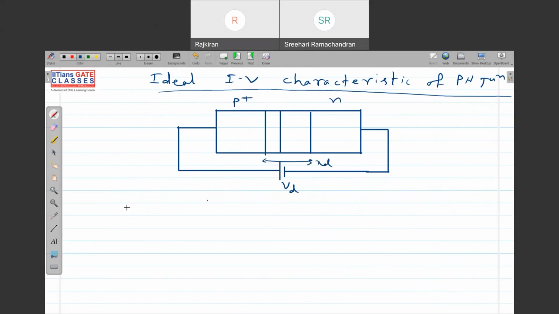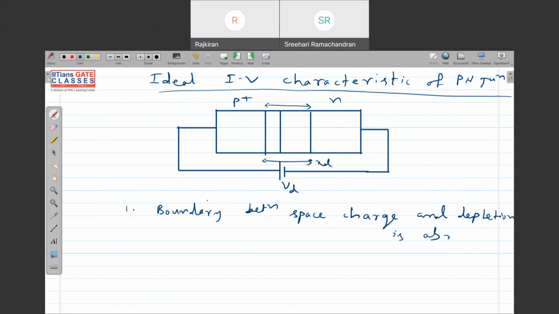The first assumption is that the boundary between the space charge region and the neutral region is abrupt. This is my depletion region, and this is my neutral region. The boundary between the space charge and neutral region is abrupt, not gradual. This is the first condition.